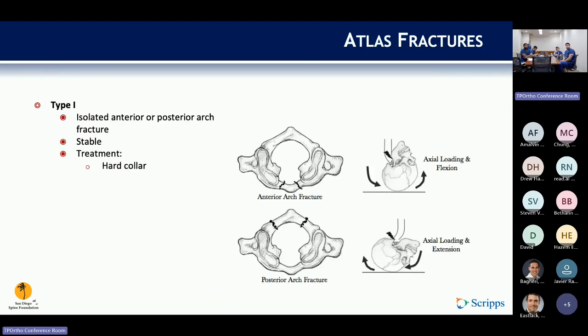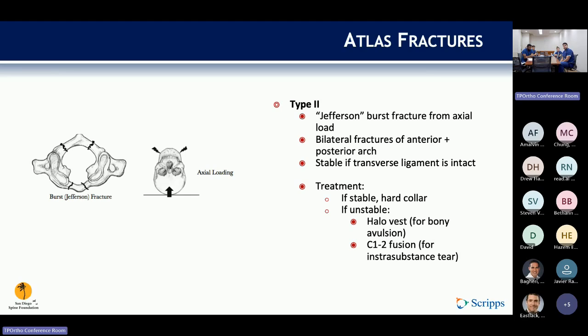So there is the Landells classification for these atlas fractures. Type 1 is typically an isolated anterior or posterior arch fracture. And this is actually usually a stable injury. Type 2 is the known Jefferson fracture, which is bilateral anterior and posterior arch fractures. And again, the integrity of the transverse ligament really dictates stability for this fracture type.